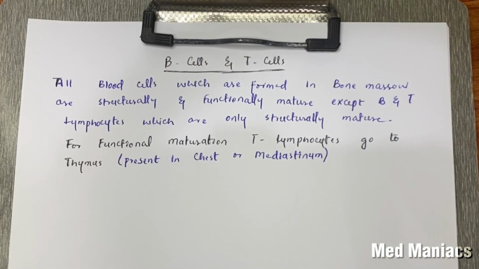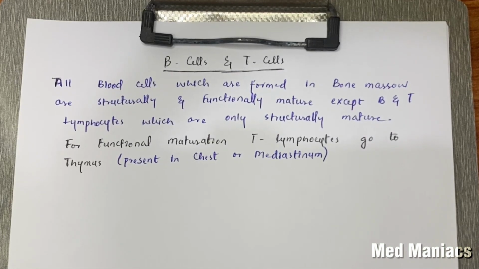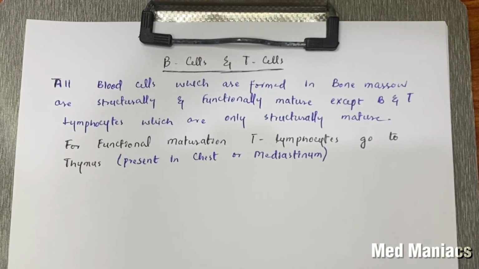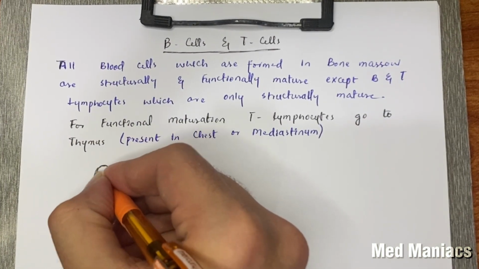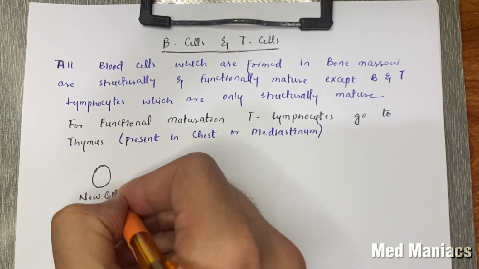So first of all, we are going to talk about the T lymphocytes. When a new T lymphocyte is formed in the bone marrow, it goes to the thymus for functional maturation. Now what the thymus does is that it differentiates the T cells into different types of T cells. One thing we must remember is that T lymphocytes are not a product of the thymus. They are actually a product of bone marrow, but they are functionally matured in the thymus. Now what the thymus does is assign different duties to these T cells.